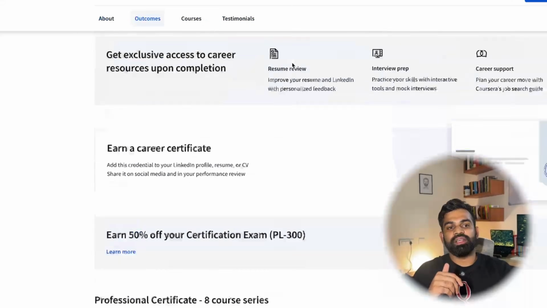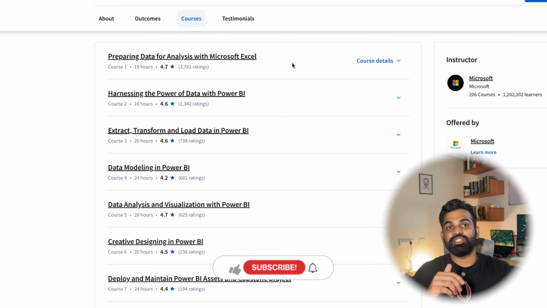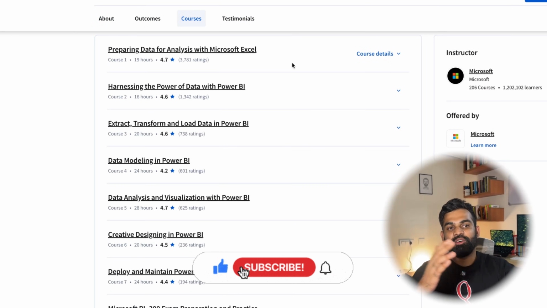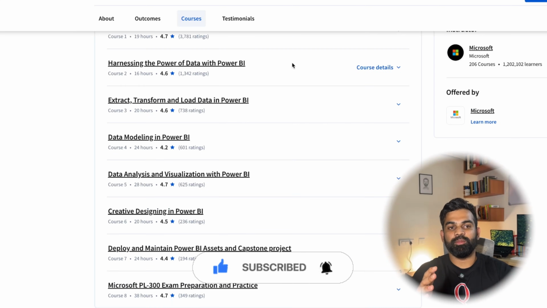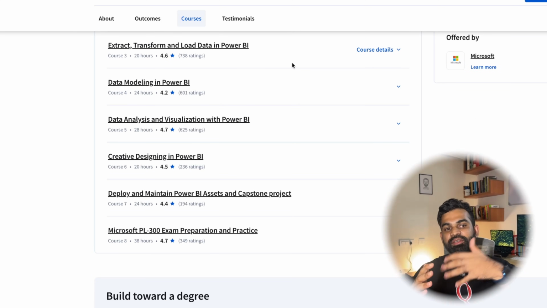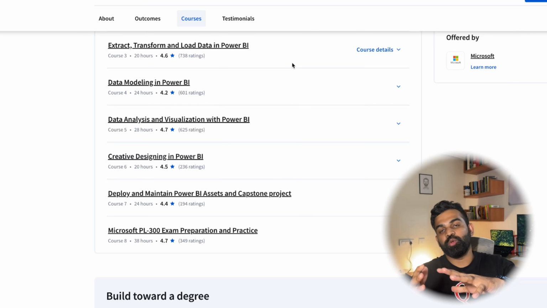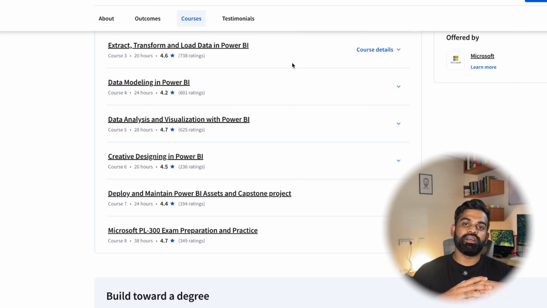If you go down, it starts from analysis with Excel, and then starting with Power BI and how to extract, transform and load data in Power BI, so data modeling, visualization, creative designing, and then also they help you with the PL-300 certification, which is a Power BI certification. So this can be a very good course in learning Power BI.